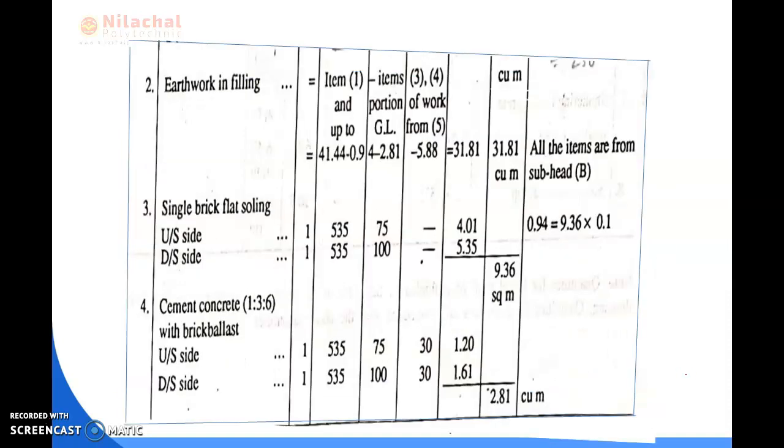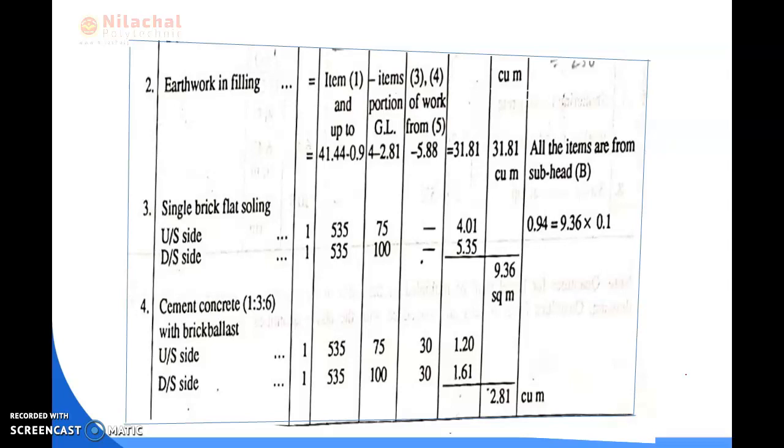Next is earthwork in filling. The extra portion, in order to avoid collapsing, we have to fill it. So how can we consider the filling portion? We know first the excavation part. In item number 1, excavation, the total value of excavation is 41.44. Then we deduct the total value of item number 3 and 4.